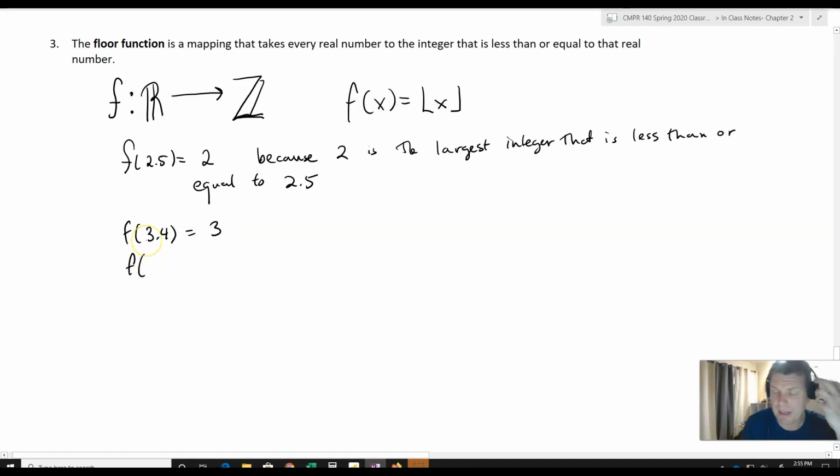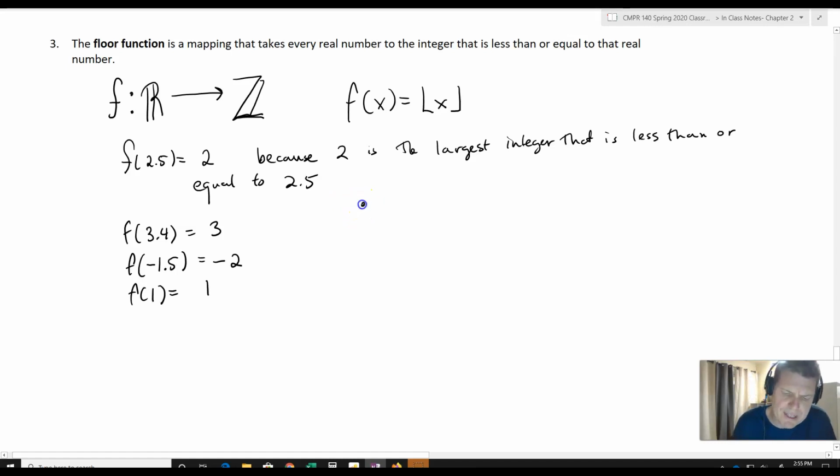When we think about negative numbers, you've got to be careful with this. F of, say, negative 1.5 is going to equal negative 2, because that's the integer that's less than negative 1.5, not negative 1. Remember, we're going in the opposite direction when we work with negative numbers. In addition to that, f of 1 is just going to equal 1. All right, so that's how that mapping is going to go.